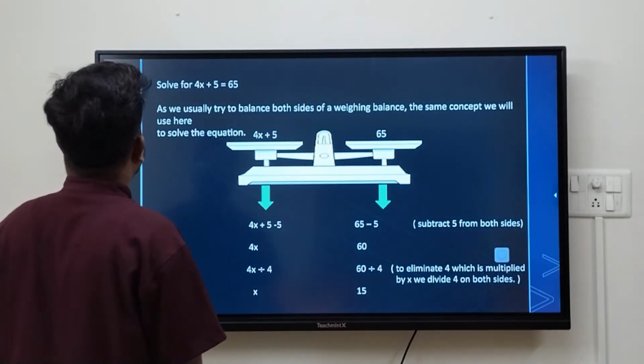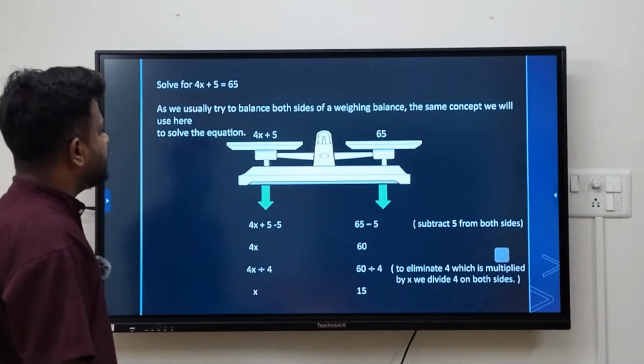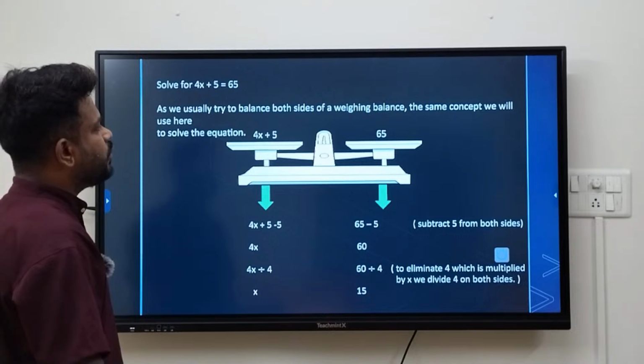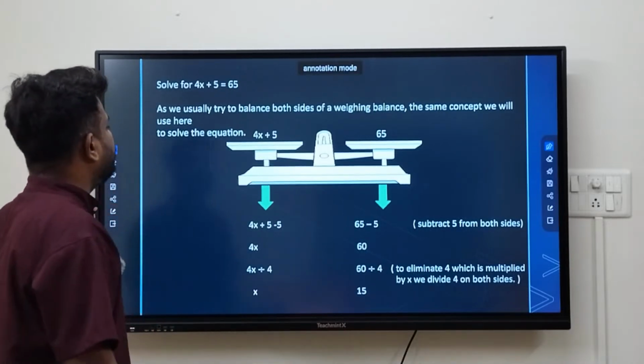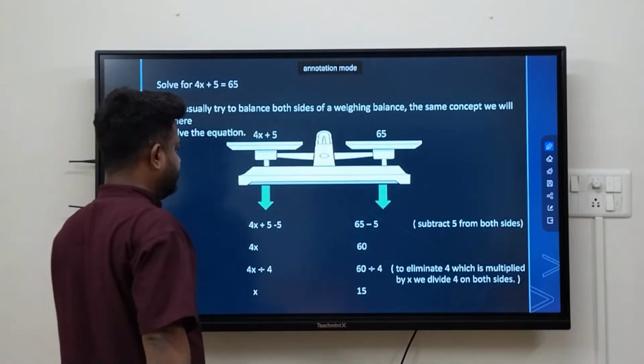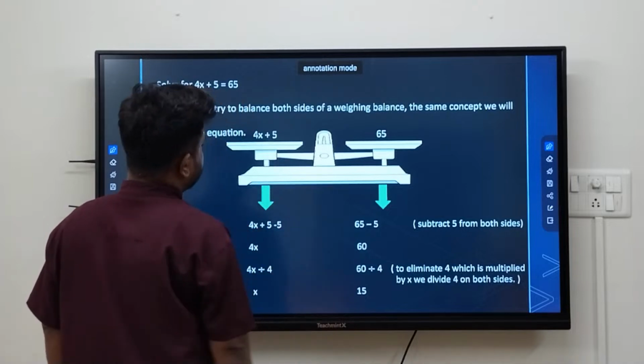Okay, so solve for 4x plus 5 equals 65. We usually try to balance both sides of a weighing balance. The same concept we will use here. It will be like solving the equation 4x plus 5 equals 65.